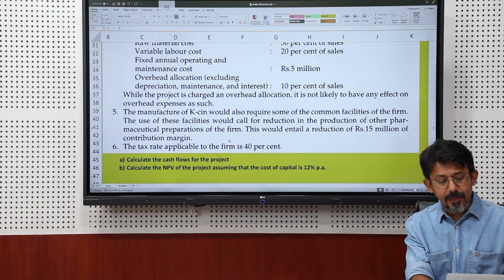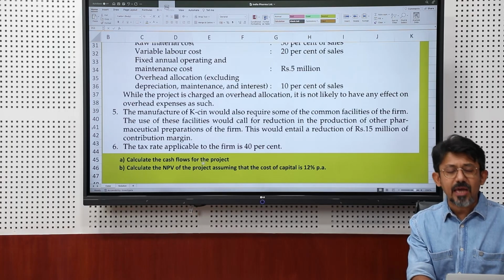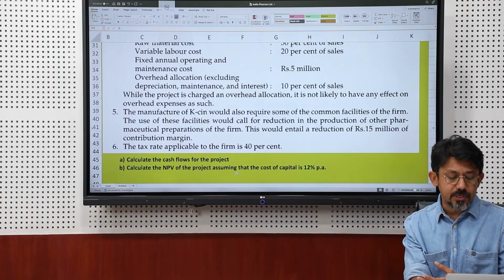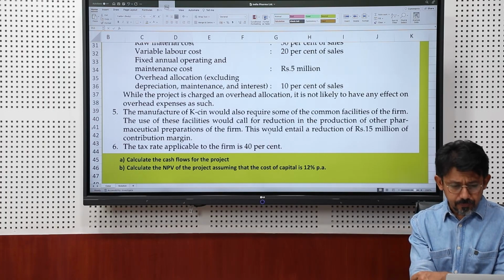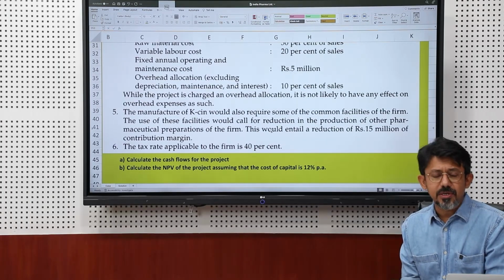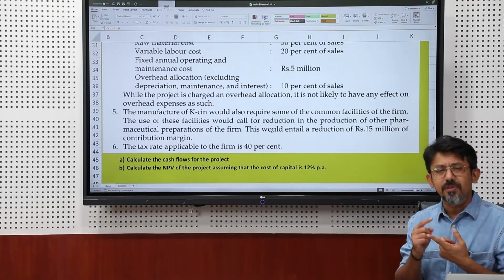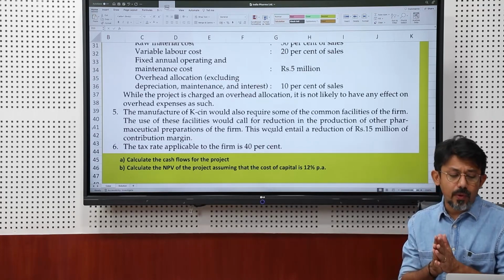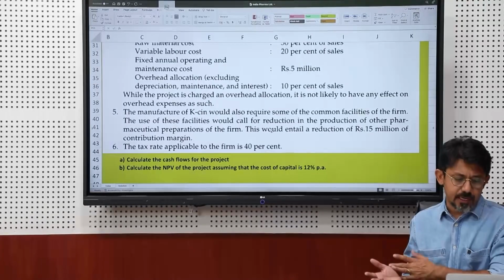The tax rate applicable to the firm is 40%. You are told to calculate the cash flows for the project and calculate the NPV of the project, assuming that the cost of capital is 12% per annum. So, you've been asked to take this decision in terms of accept or reject based on two decision making criteria. One is NPV, the other is IRR, but both of these techniques will be possible once we are done with question A, which is cash flow calculation for the project.